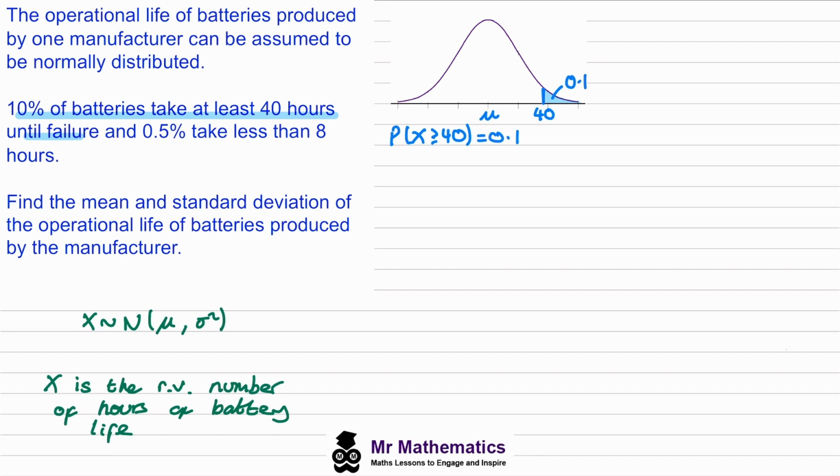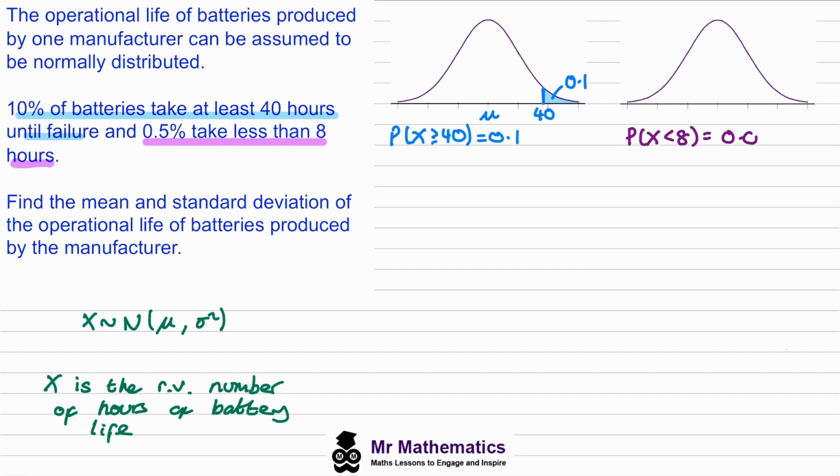And we're also told that 0.5% take less than 8 hours. So we can show this on a normal distribution curve as well. And this is where the probability of X is less than 8, and this has a probability of 0.005. So we've got our average, and this will be on the left-hand side, we'll say about here. And this region will have an area of 0.005.